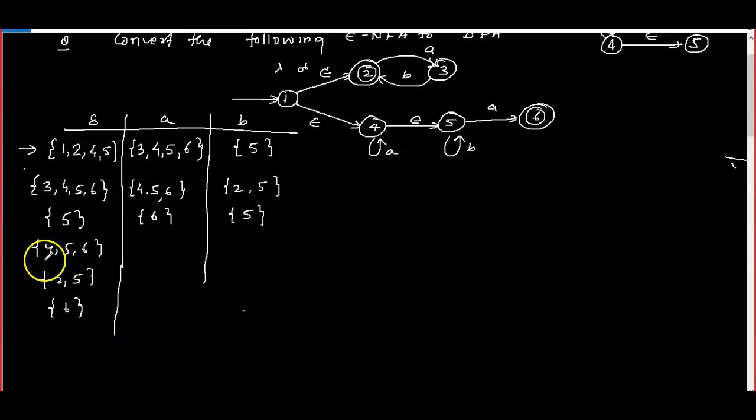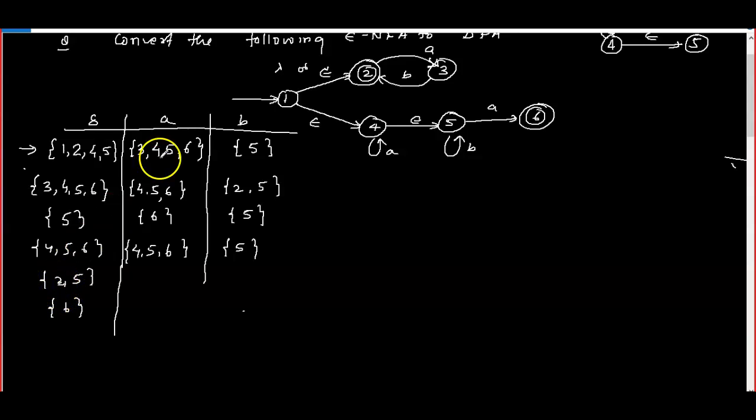So 4 to a, you check out. 4 to a is 4 and 5. 5 to a is 6. And 6 to a is nothing. 4 to b, nothing. 5 to b, that is 5. And 6 to b is nothing. So this 4, 5, 6 we have already considered here. So no new state. And 5 also we have already taken.